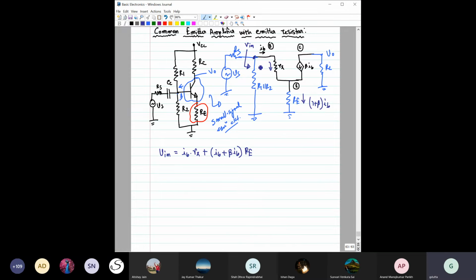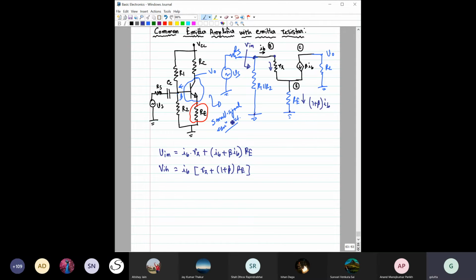See, what we are doing is trying to find the voltage drop across this. The voltage drop across this is the same as the voltage drop across this. Here we know IB, so we are writing V in terms of this IB: IB times R pi plus (1 plus beta) RE, right?